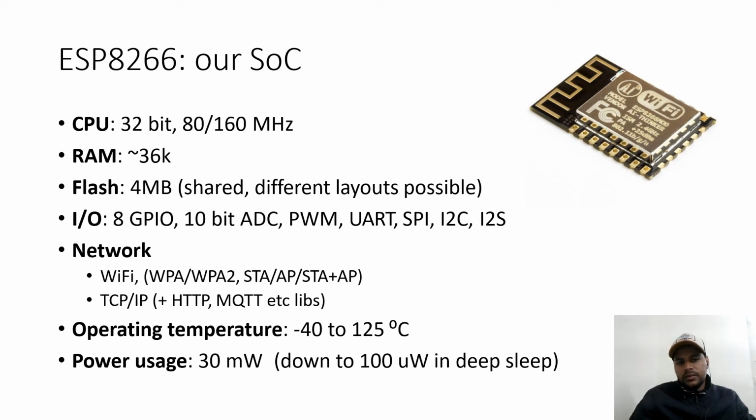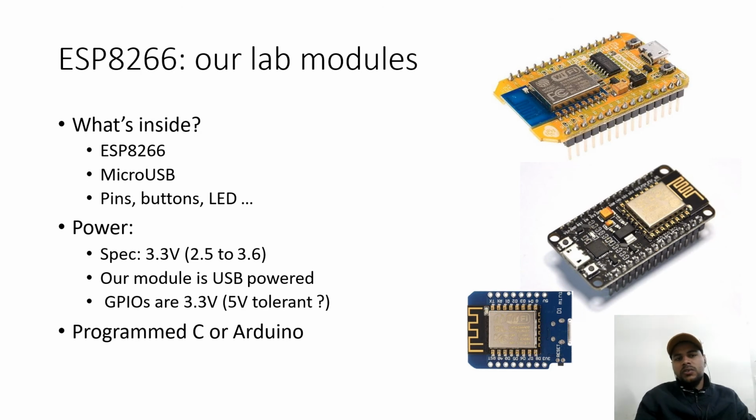for the network through which it is connected, the technologies used are Wi-Fi and TCP/IP protocols, WPA and WPA2. Operating temperature is -40 to 125 degrees Celsius. Optimum power usage is 30 milliwatt. ESP8266.